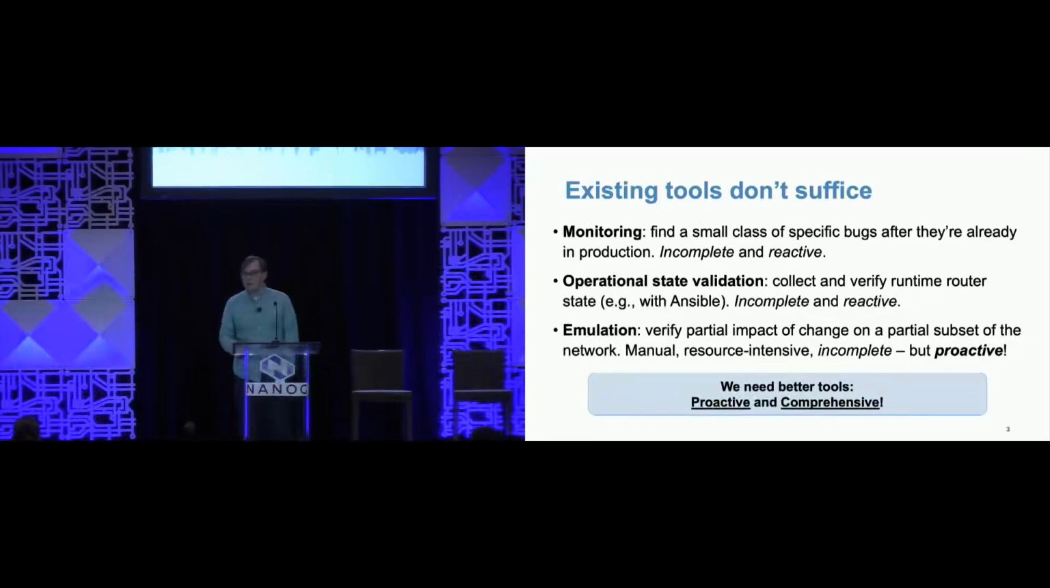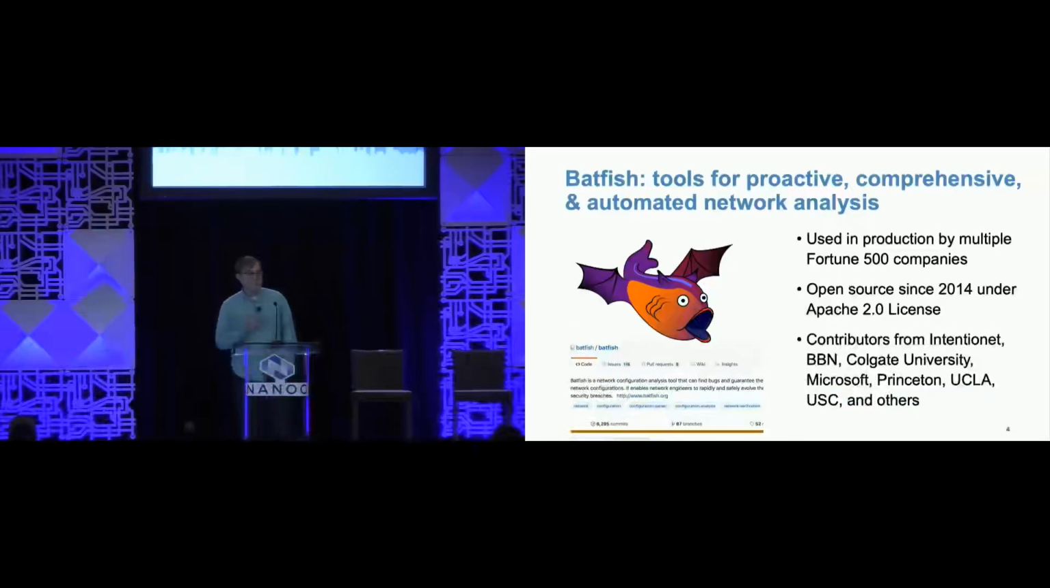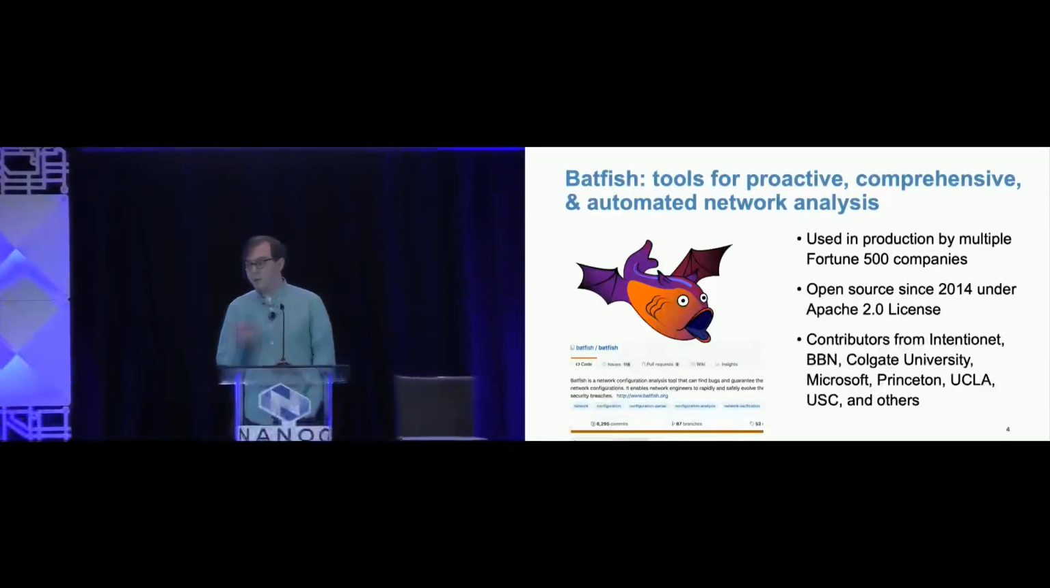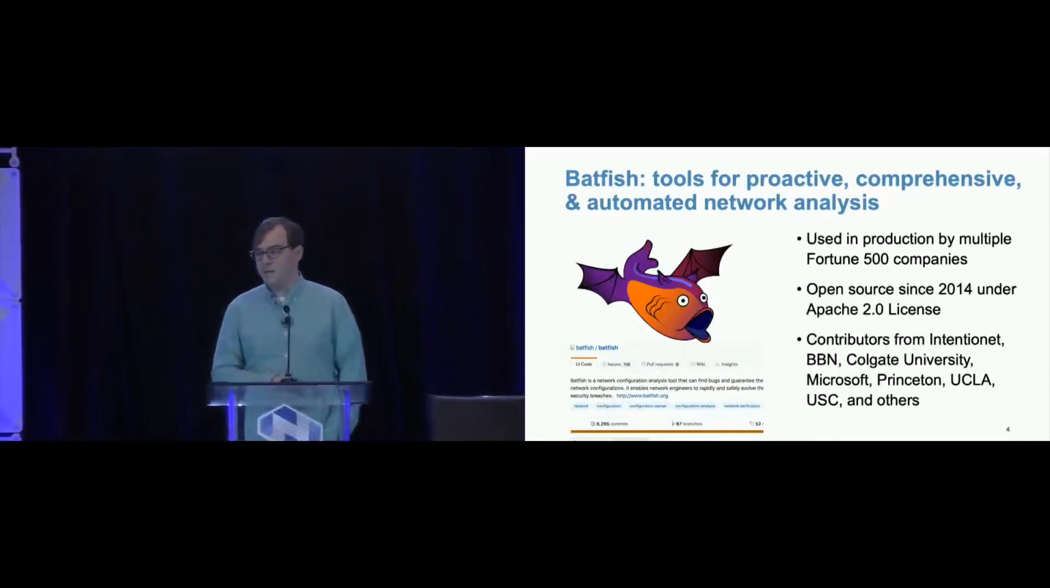We want tools that are both proactive, so you're able to run your checks before your bugs hit your network, and comprehensive. Rather than checking just the bugs you look for, they can find entire classes of bugs with very general search parameters. And I'll show you some demos in this talk that explain a lot more what I mean. The project that powers all the stuff I'll be talking about is called Batfish, and it's a suite of tools for proactive, comprehensive, and automated network analysis.